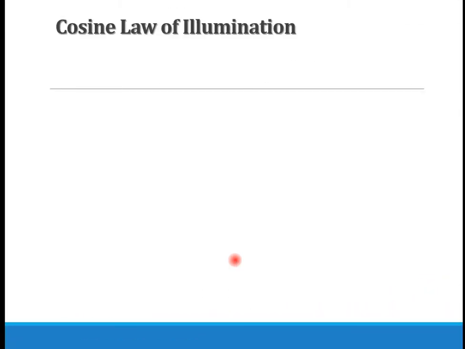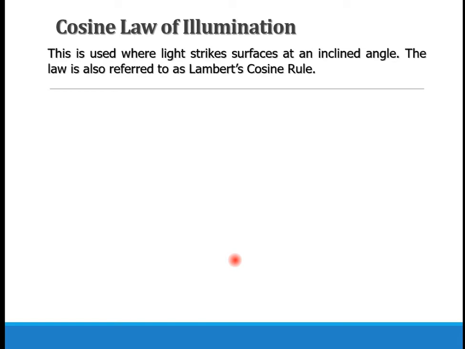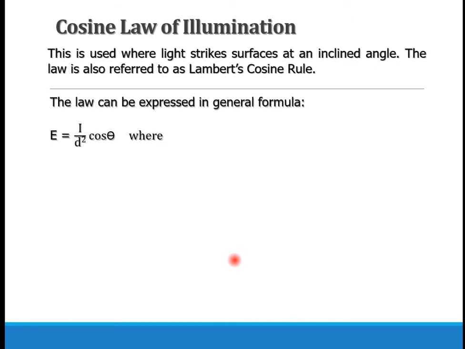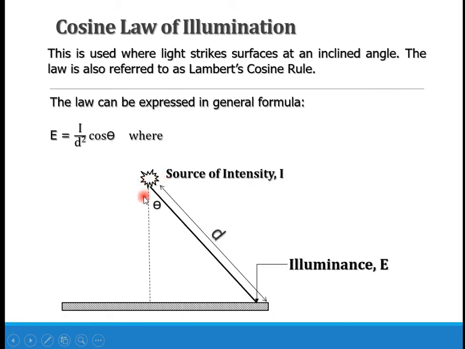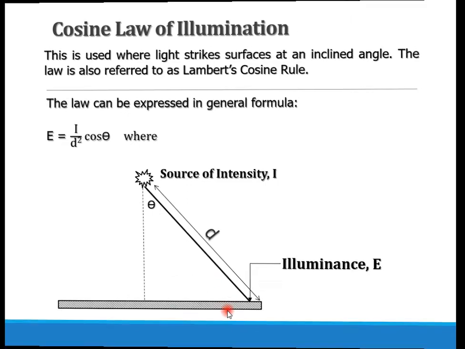So if we consider now looking at the cosine law of illumination, this is normally applied where the light strikes surfaces at an inclined angle. So the law is also referred to as the Lambert cosine rule. The cosine law of illumination can be expressed as E is equal to I over D squared times cos theta. So if we are to have the diagram in this case, I is the intensity of the source and theta is the angle to the normal, and also the distance D from the source to that end, and that's the illuminance at this position. That's the one that we are working out.